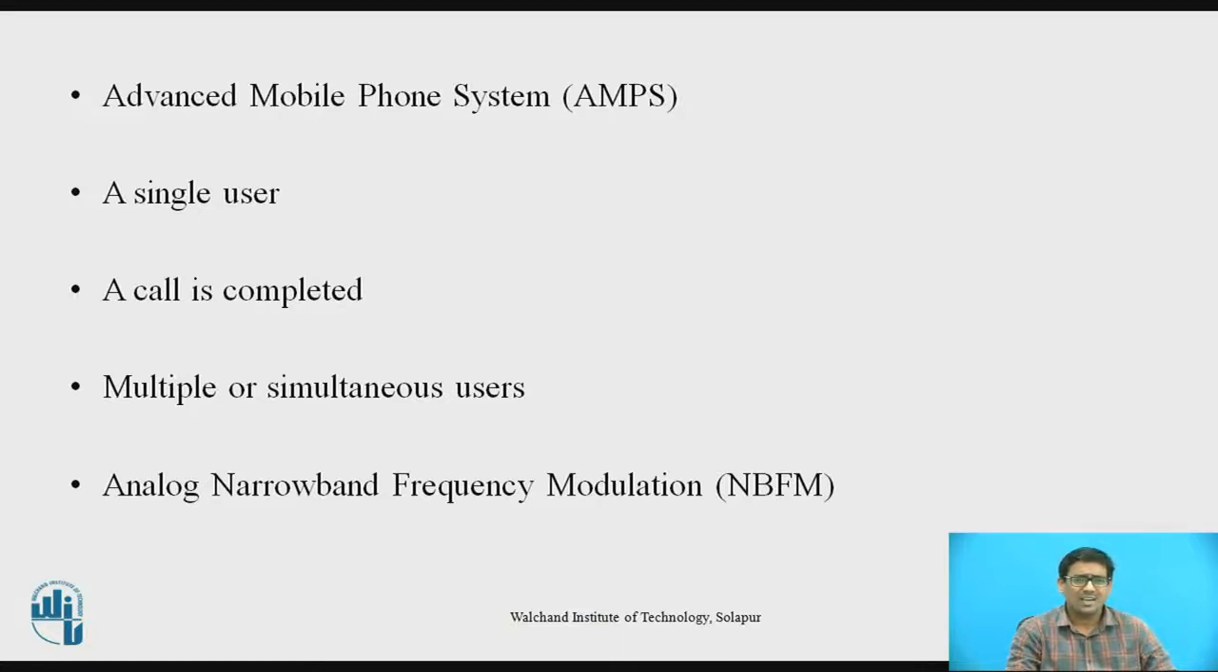Voice signals are sent on the forward channel from the base station to the mobile unit and on the reverse channel from the mobile unit to the base station. In AMPS, analog narrowband frequency modulation, that is NBFM, is used to modulate the carrier.